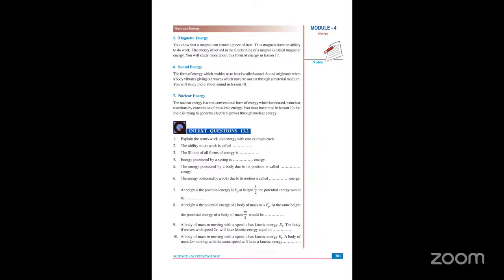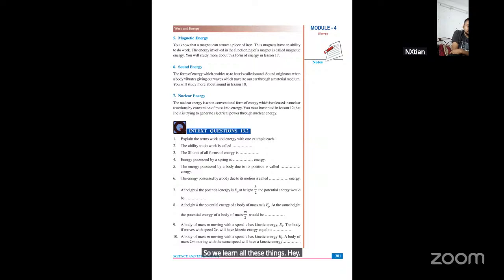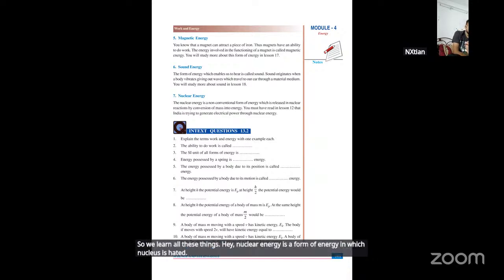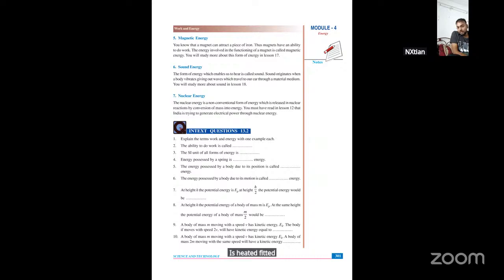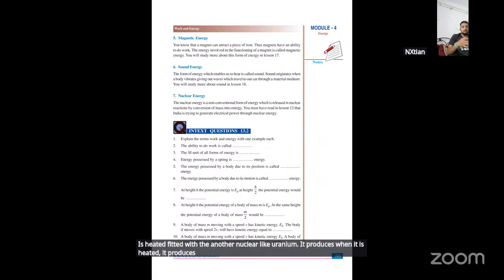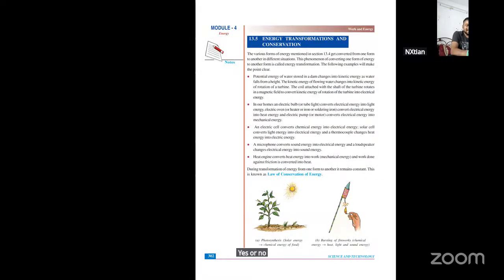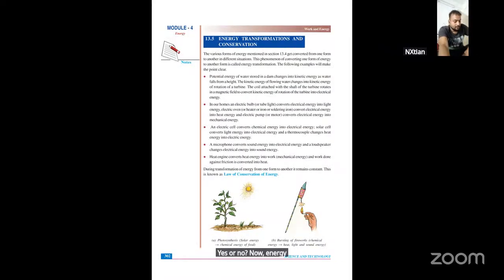Sir, sorry, can you repeat these things again, sir? Not able to get it. See, nuclear energy is a form of energy in which a nucleus is heated with another nucleus, like uranium. When it is heated, it produces a very huge amount of energy. That is basically called nuclear energy. Okay, yes or no?